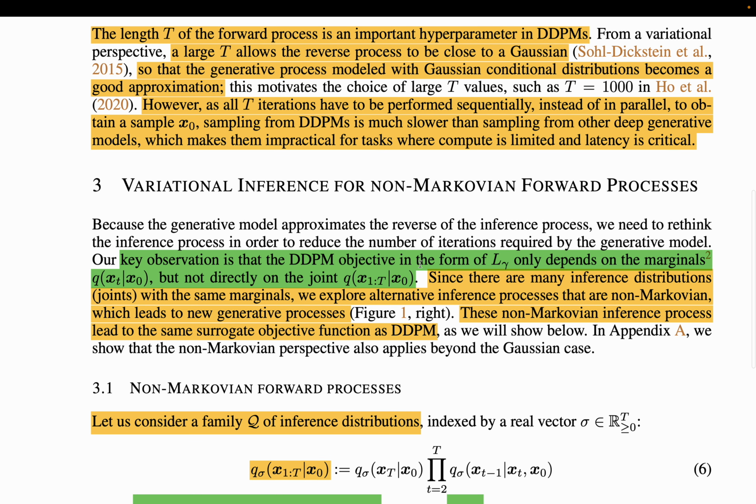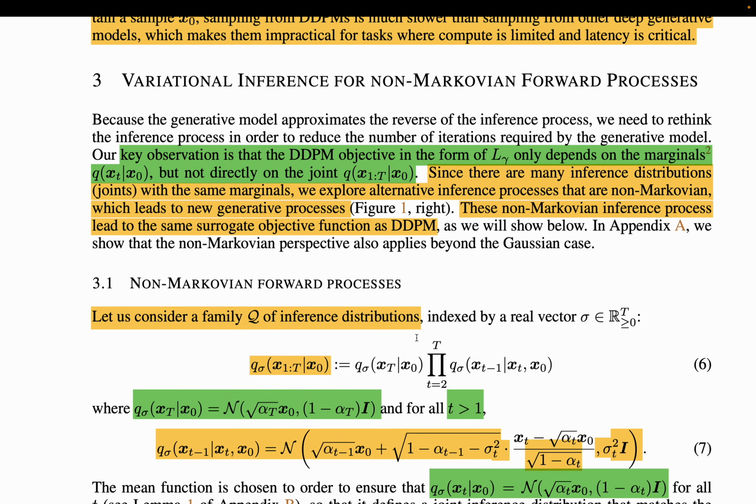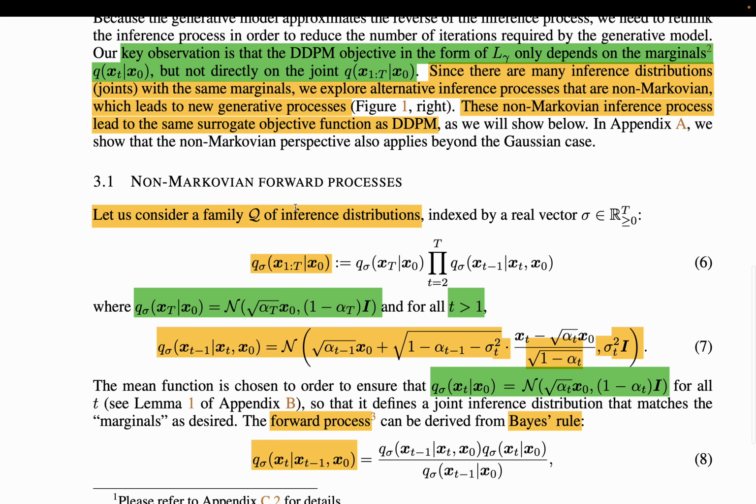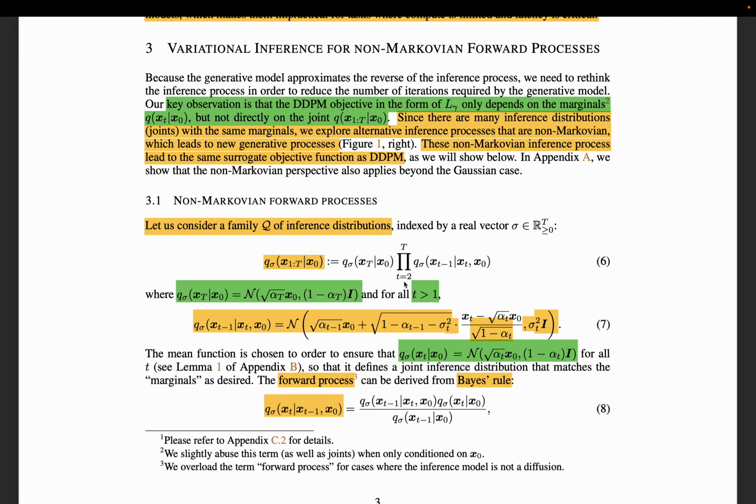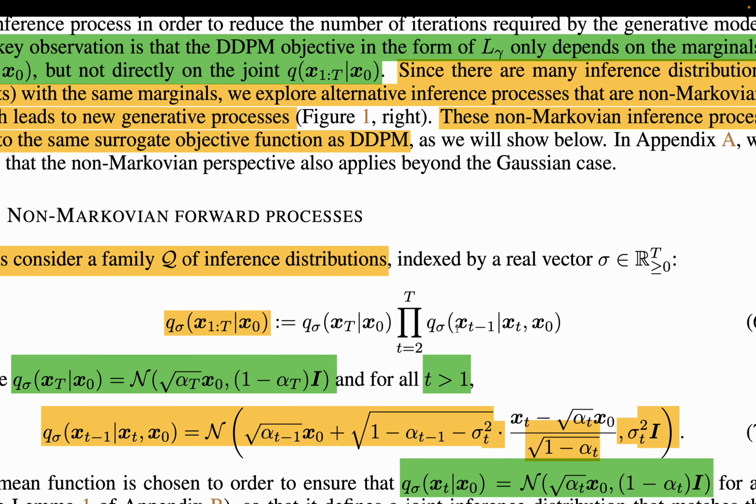So here, what they are going to do in this paper is study in more detail, or focus on, one joint distribution in particular. They introduce a new family of inference distributions, q sigma of x1 to T given x0. That's the joint. They write it like this, which is different from the DDPM objective. Here you see that xt minus 1 depends on xt and on x0.